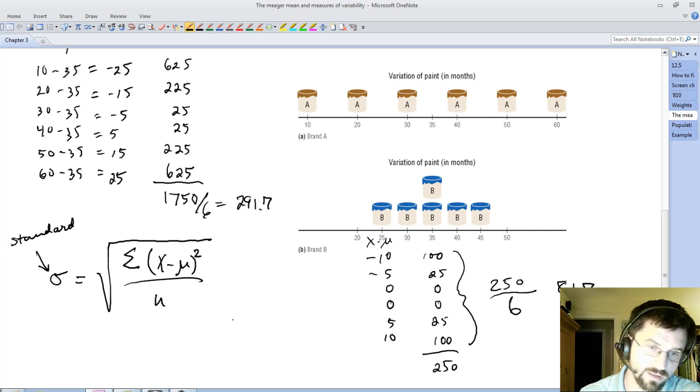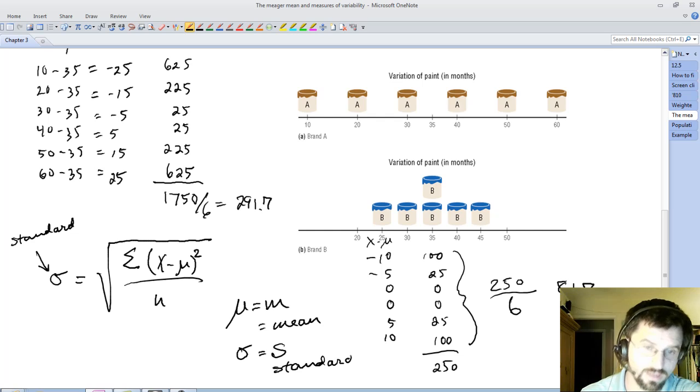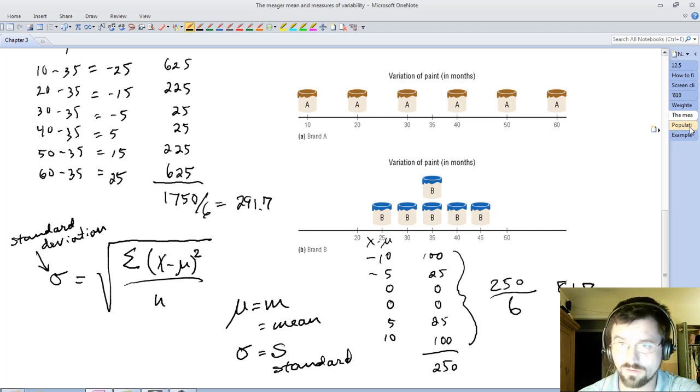Here's a way of remembering it. Mu is the Greek letter for M, which is mean. Sigma is the Greek letter for S, the first letter of standard deviation. So this is the standard deviation. It's the square root of the variance. Okay, so let's do it one more time.